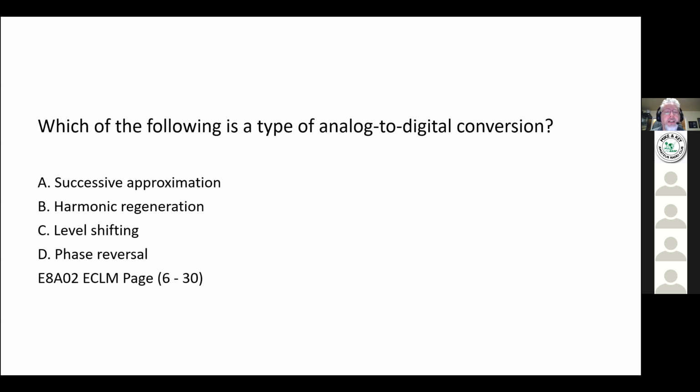Which of the following is a type of analog to digital conversion? A, successive approximation. B, harmonic regeneration. C, level shifting. Or D, phase reversal.